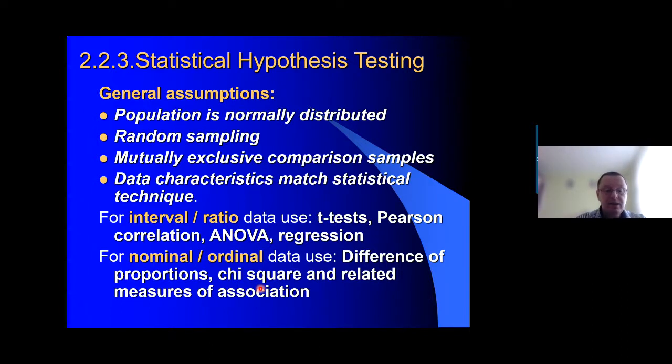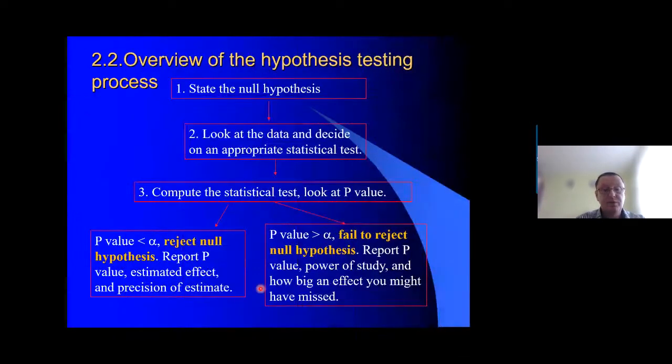And then depending on the nature of the data, whether we talk about categorical or continuous variables, or interval, nominal, ordinal data, different methods could be used, like test statistics, interval test statistics, Pearson correlation, ANOVA, regression. For nominal and ordinal, difference of proportion, chi-square and related measures, Spearman correlation or other methods will be used in this case.